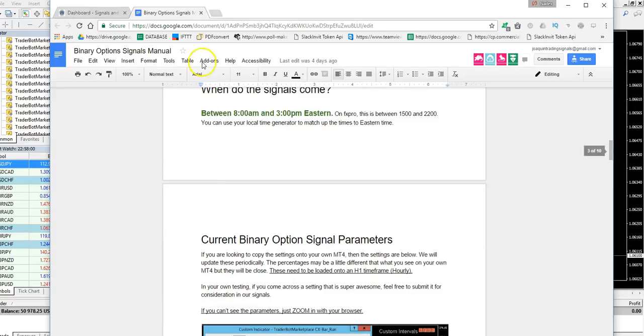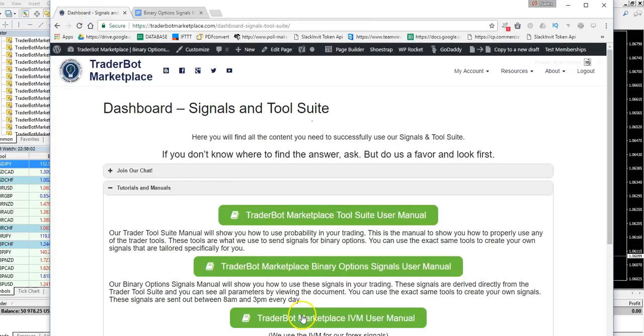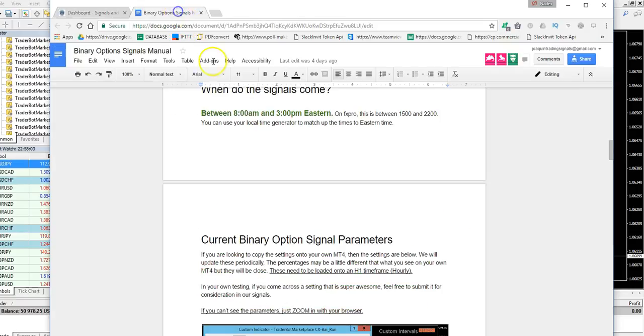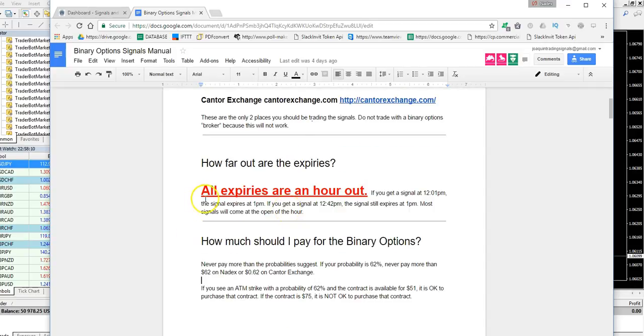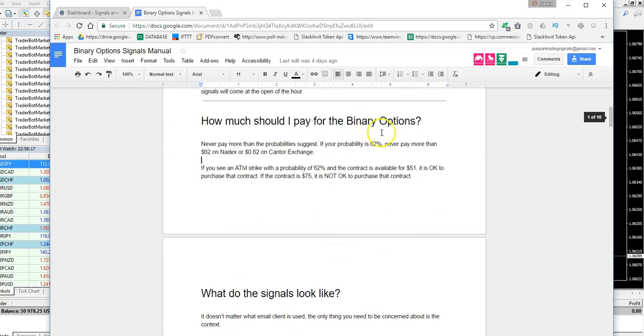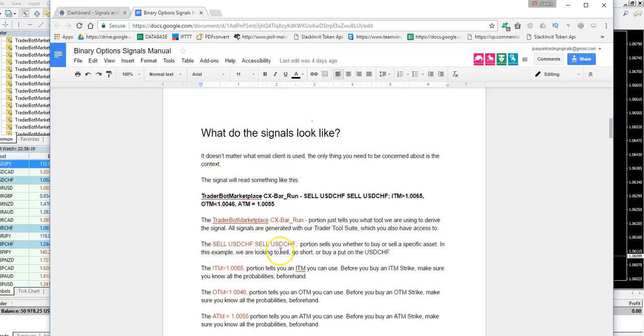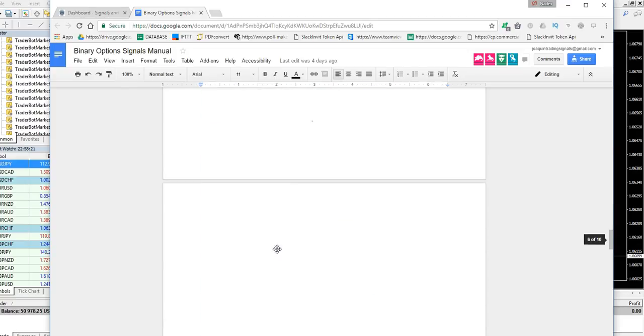So go into your dashboard, click here, it'll bring you here, and you can see everything. And it will tell you everything. All expiries are an hour out. How much should I pay? What do the signals look like? There you go. And all of that.